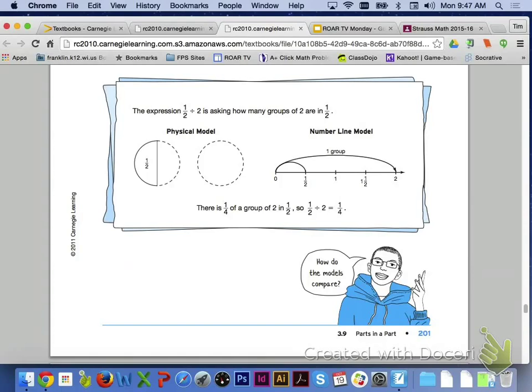The final example then down at the bottom, if we have the expression 1/2 divided by 2, that is asking us how many groups of 2 are in 1/2. So we can see again from the physical model that there is 1/4 of a group of 2 in 1/2, so 1/2 divided by 2 is going to be 1/4.